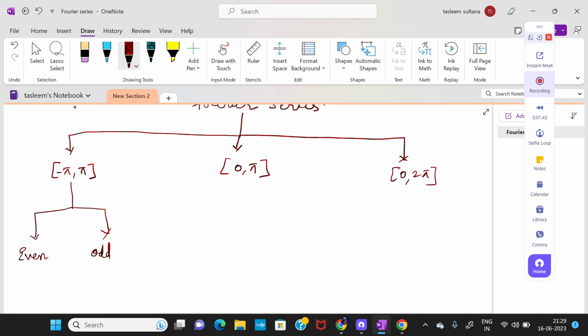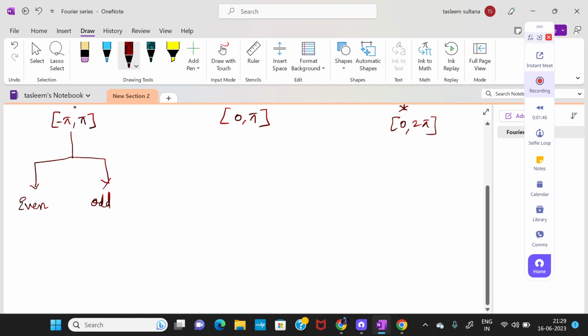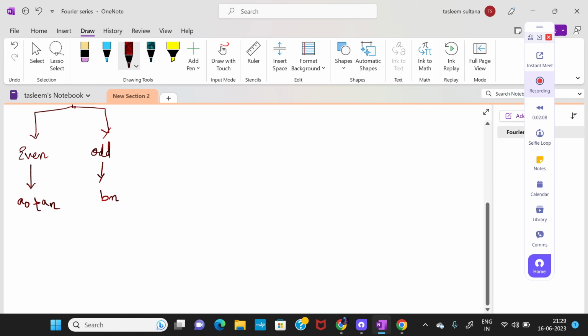If it is even, then you're going to find both the terms, a naught and an. If it is odd, with minus pi to pi, you find only bn. If the function is odd, how do you decide whether the function is odd or even?